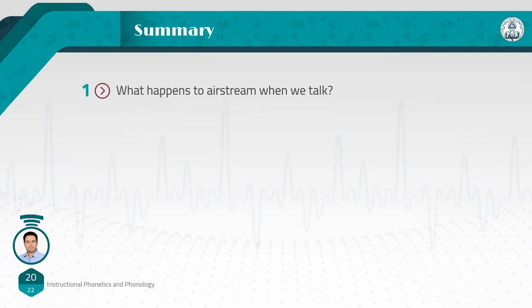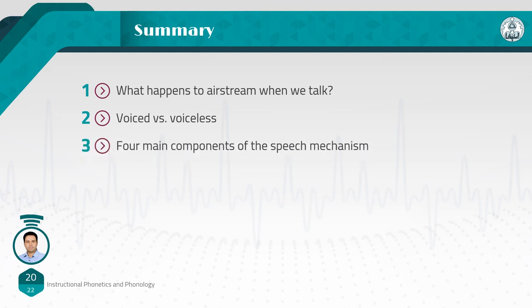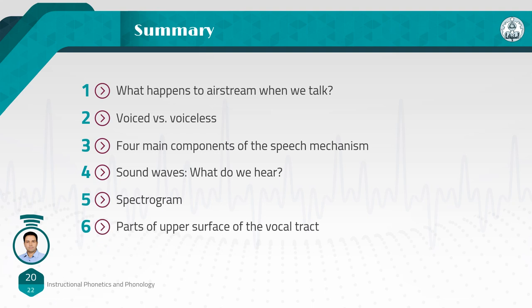So today we talked about what happens to the airstream when we talk. Next, we differentiated between voiced versus voiceless sounds. Afterwards, we identified four main components of the speech mechanism. We also talked about sound waves and how we hear sounds, what happens in the ear that we hear sounds. We also introduced the spectrogram. Then we talked about parts of the upper surface of the vocal tract and also parts of the lower surface of the vocal tract.